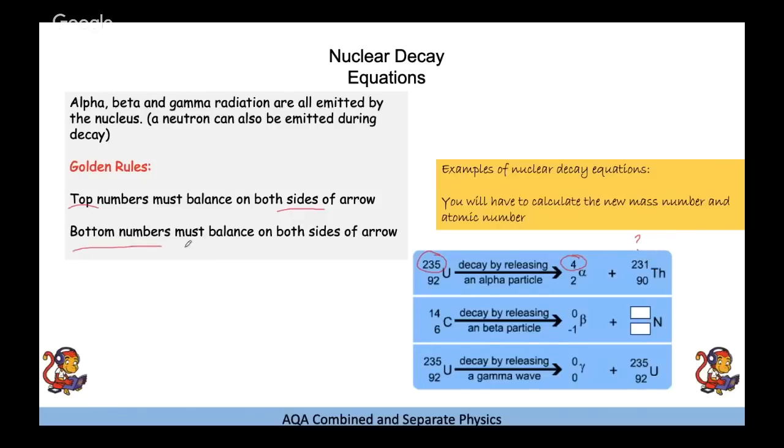Now also the bottom numbers must balance on both sides of the arrow. So this is for beta radiation being given out, and beta radiation shows that I'm going to have 14 on the left, a 0 there, meaning that must be 14 too as well. And over here we've got 6, and this needs to balance with something minus 1. Well, what minus 1 would equal 6? That's going to be 7. Okay, so the effect of beta radiation is it makes the atomic number go up by 1. It makes the mass number stay the same. What's the effect of alpha radiation? Mass number goes down by 4, and the atomic number goes down by 2. Gamma radiation is lovely, no change.